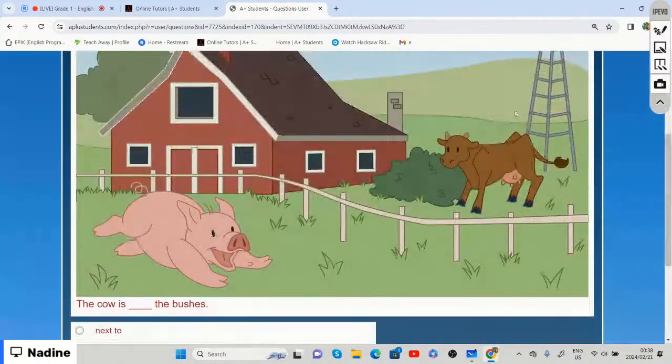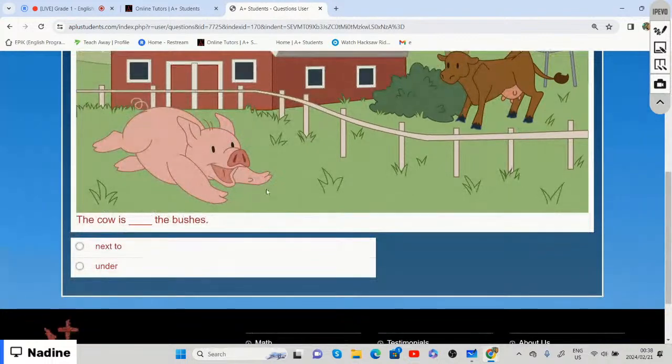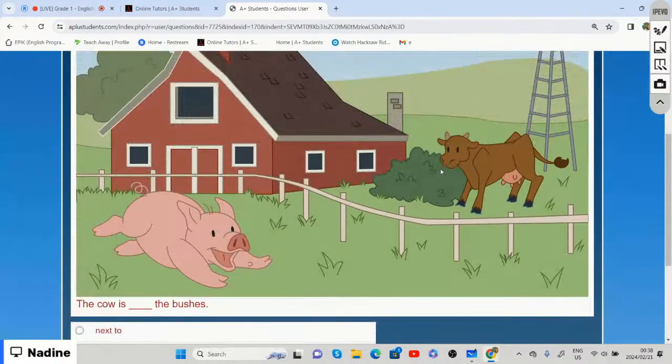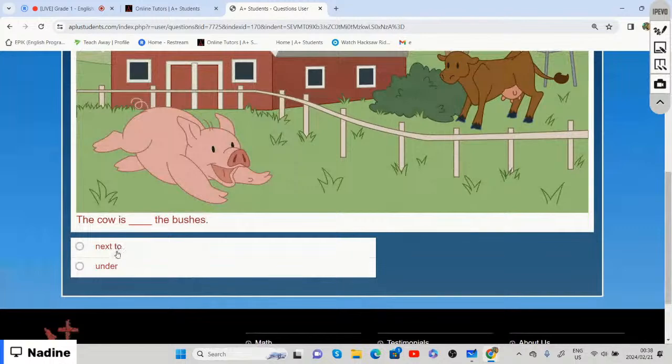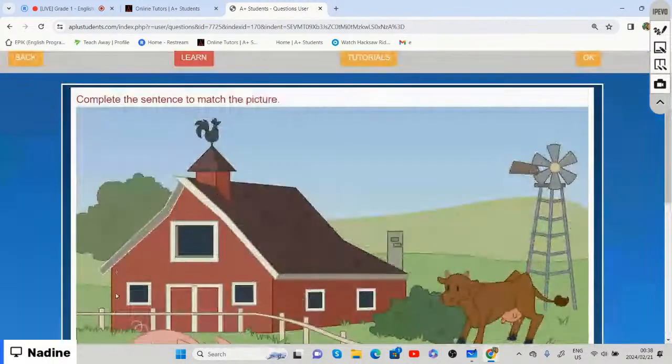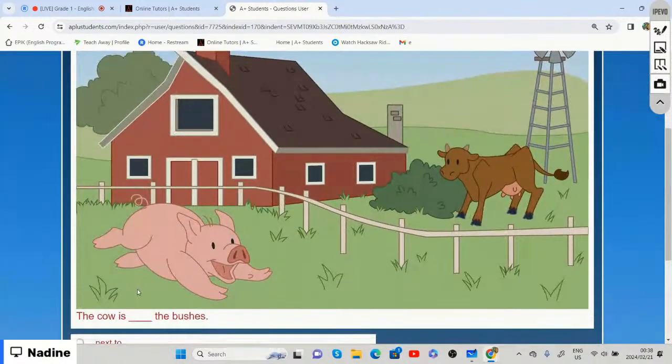All right. Here we have our cow. Here we have a pig running all excitedly. So now the cow is the bush. There we have a bush. Do we say the cow is next to the bush or do we say the cow is under the bushes? We need to say where the cow is.